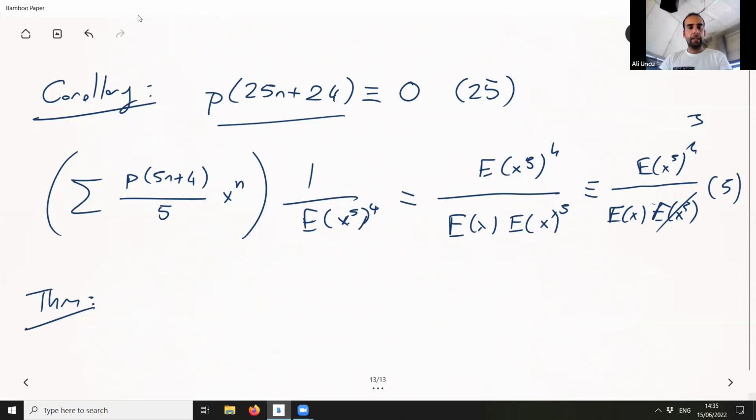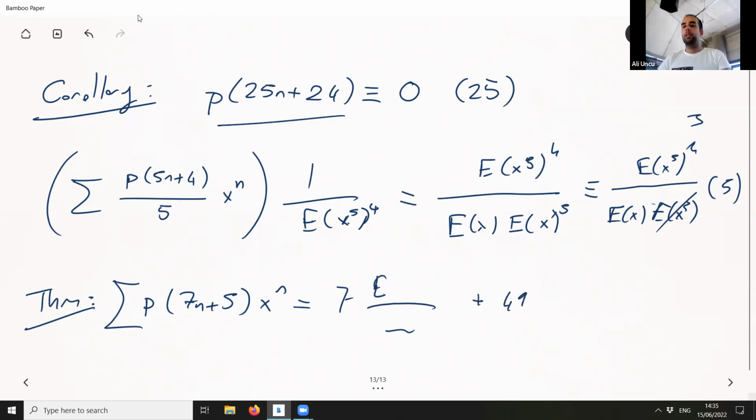Maybe I can write the proofs of these two. The 7n plus 5, we know it was divisible by 7. The generating function of these can be written as 7 e of something, not that that is important, I will write it in the notes, plus 49 of something. So you can also show the divisibility by 7 of these coefficients using the same technique, but with a larger system that you need to solve.